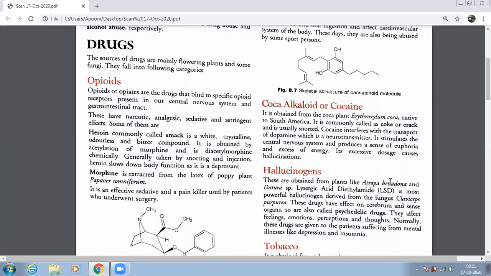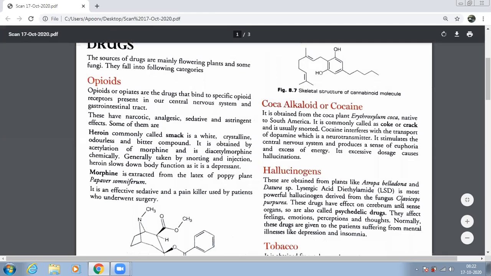Atropa belladonna. What is the full form of LSD? Lysergic acid diethylamide. Yes, you should know the full form of this. Now, this is the most powerful hallucinogen derived from the fungus Claviceps purpurea. The most powerful hallucinogen, LSD. Which is the most powerful hallucinogen? LSD. These days, all these things are in news, so easy for you to understand. It is derived from a fungus. Name the fungus. Claviceps.